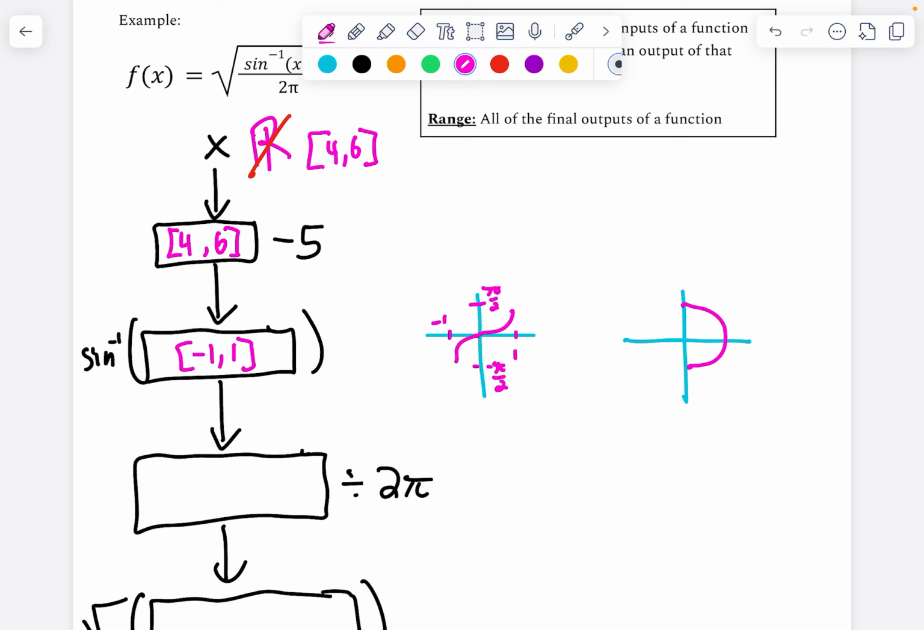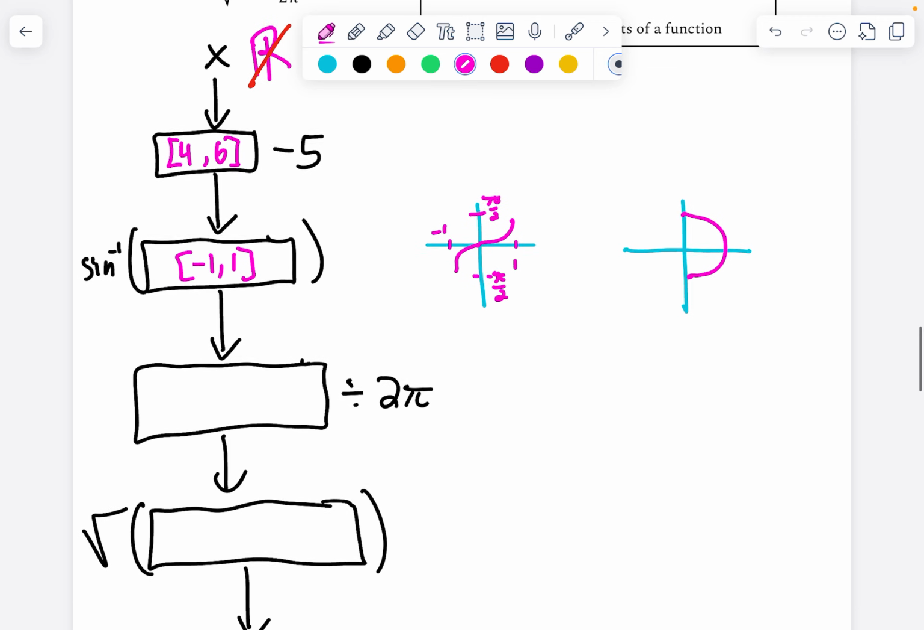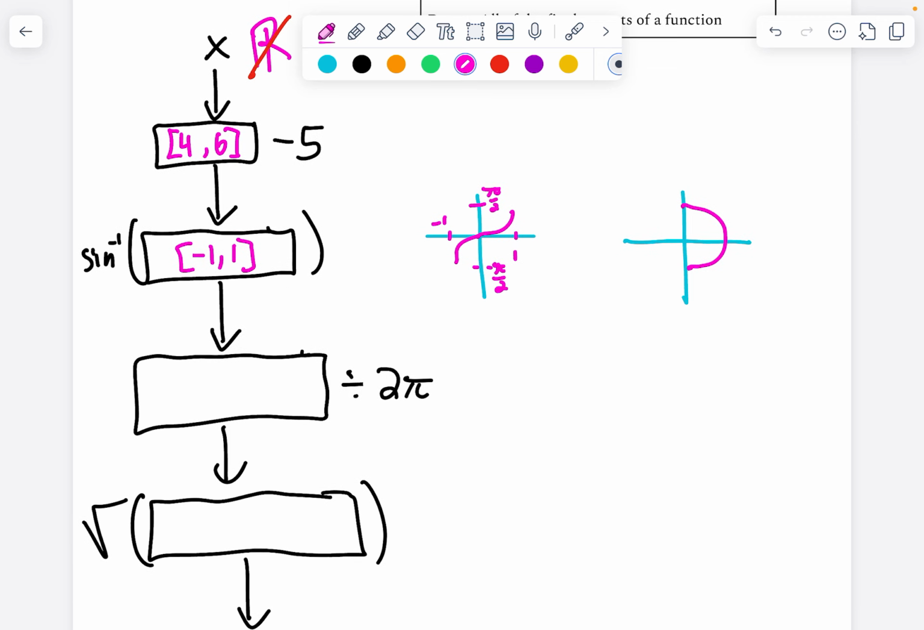Now we take sine inverse of all those things, and looking at our graphs, sine inverse will produce negative pi over 2 to pi over 2. So we have negative pi over 2 to pi over 2 is the next layer of our function, and that is inclusive. Then we're going to divide those values by 2 pi.